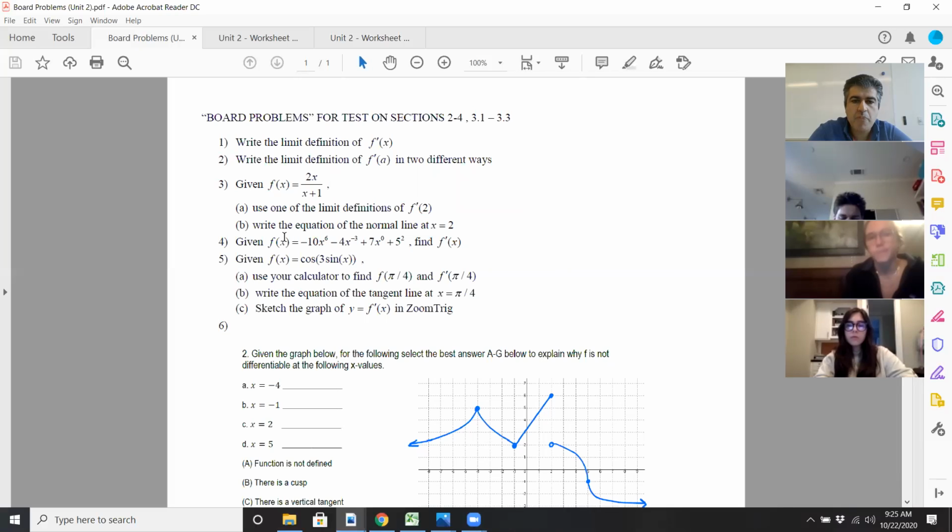And of course, writing the limit definition and then writing this in 2 different ways. Remember, we have an alternative definition. So just to give you a little hint here, you're going to look at section 3.1 here. Here, you're going to look at section 2.4 and section 3.2, page 8.